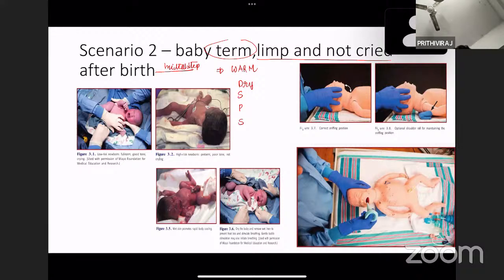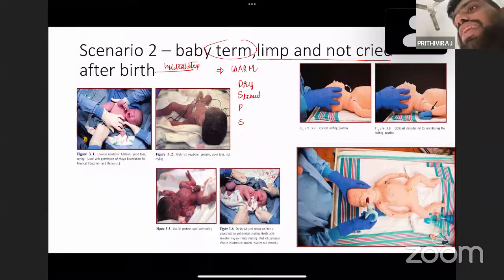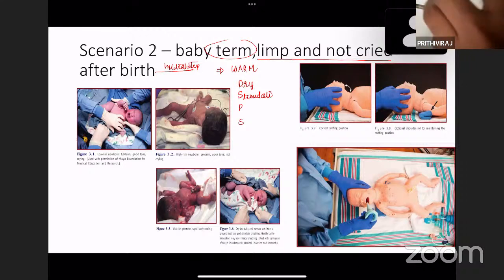Even after drying, if the child is not crying, then you can stimulate the child by flicking the toes. You can flick the soles of the feet and the palm of the child, and most children will cry. And then even after that, if the child is not crying, then you position the airway.